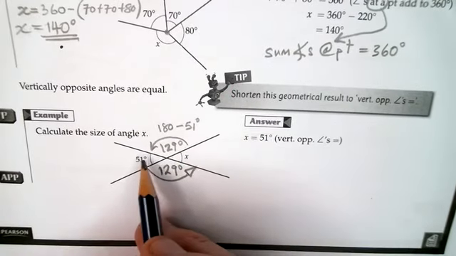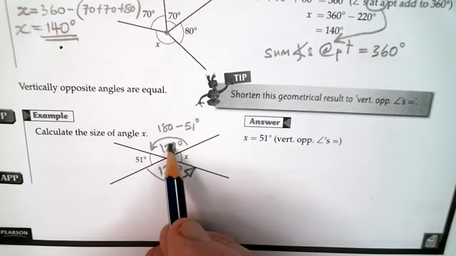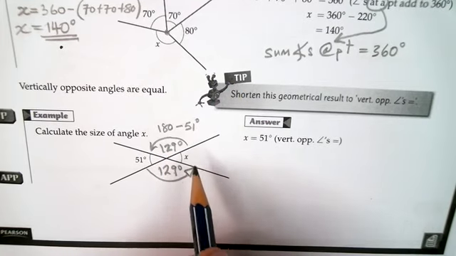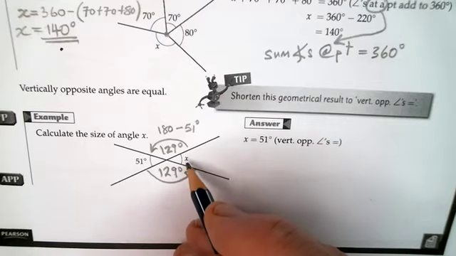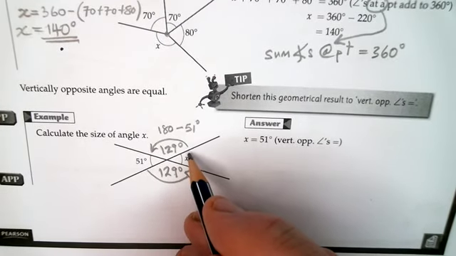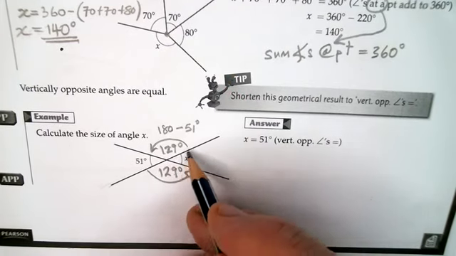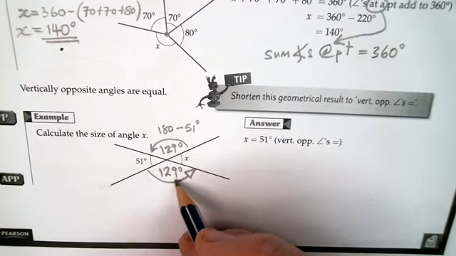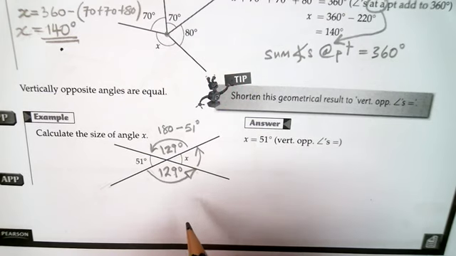So we know that x is 51, because these are vertically opposite. We know that these two are vertically opposite. And of course, these are also angles on a straight line. So x is going to be 51 because it's vertically opposite. But it's also 51 because they've got a straight line here, and this is angles on a straight line. We've got 129 here, and the rest of it, which would be 51, is there.